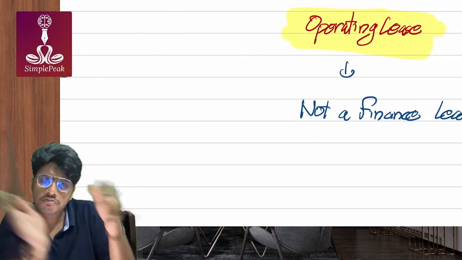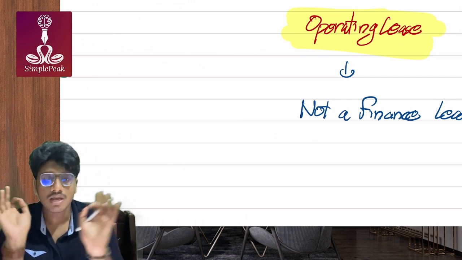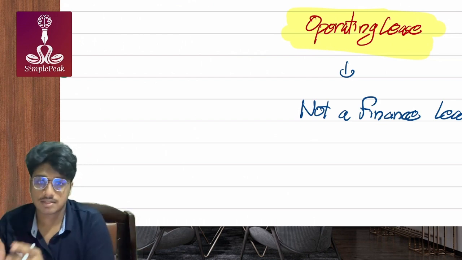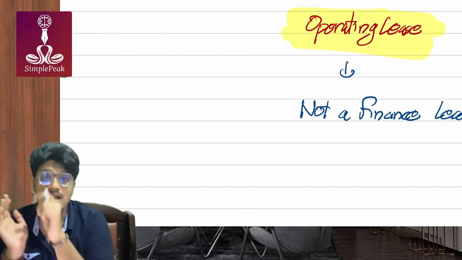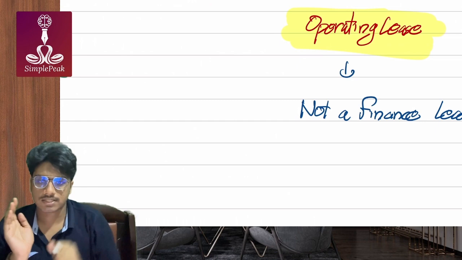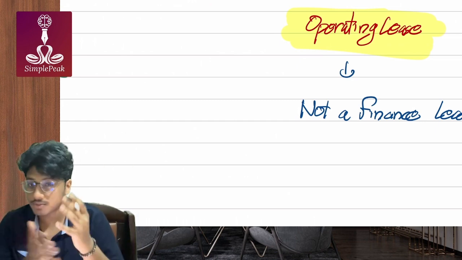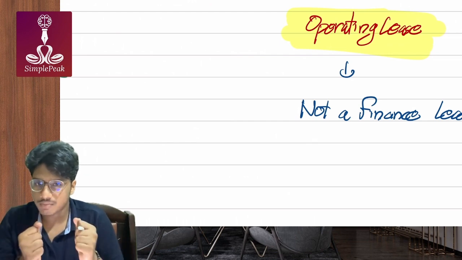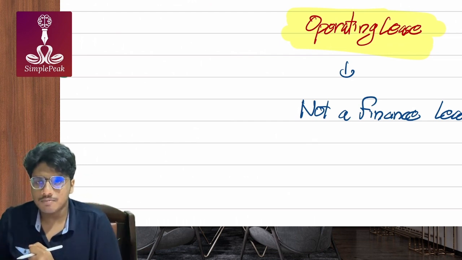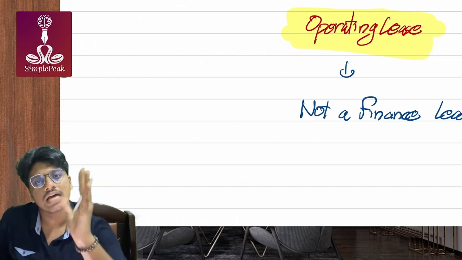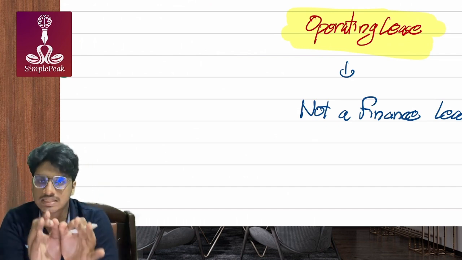Out of those 4 to 5 pages, you only need to remember this: finance lease, and operating lease, which is not a finance lease. You need to understand what a finance lease is, where the risk and reward are transferred on the inception date. What do you mean by inception date? I'm using a lot of technical terms here, so please bear with me. The inception date is the date at which the lease agreement has taken place or the lease has been transferred.